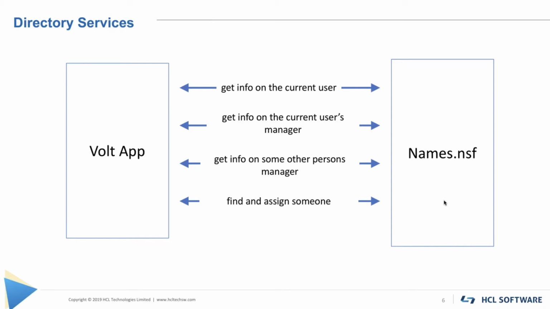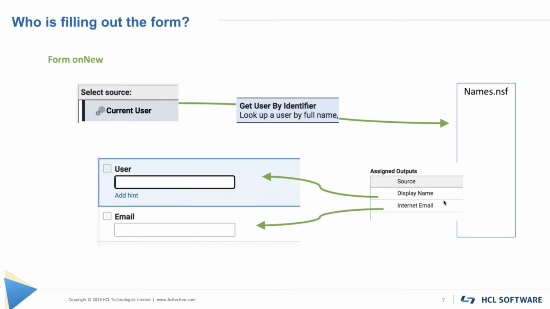Well, you can get information on who the current user is. I mean, that's important. You want somebody to log into an app and you want to know who they are. You want to display their name, perhaps their email. If it's a workflow app, you probably want to know who they work for. If it's a workflow with multiple levels, you probably want to know who the manager's manager is, and so forth and so on. Or perhaps you're doing some application where you want to assign somebody to an item that is in your task list. Well, how do I find somebody? There are many reasons why we might want to go to names.nsf and get information on people.